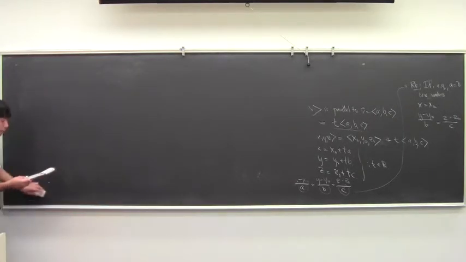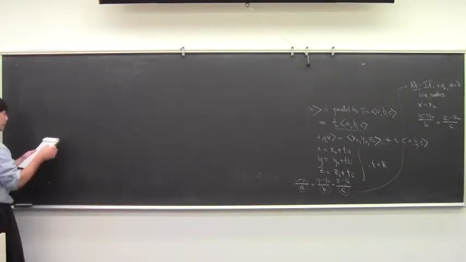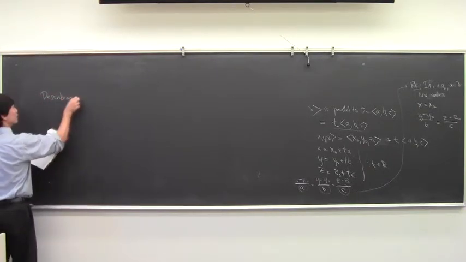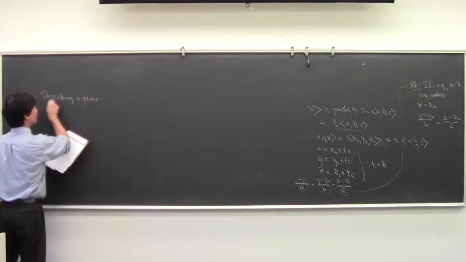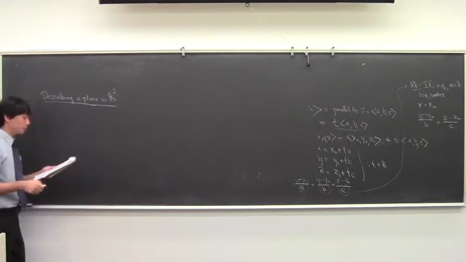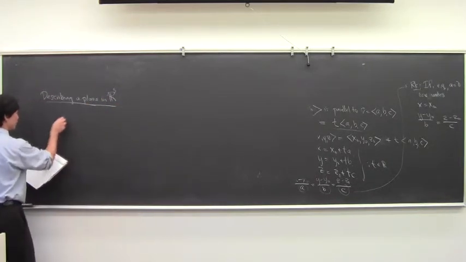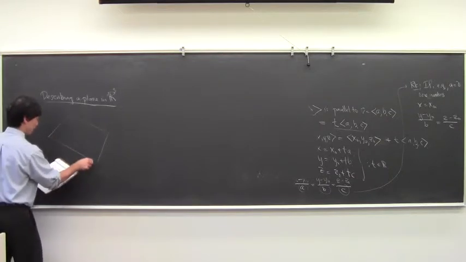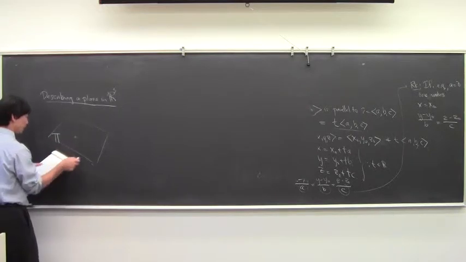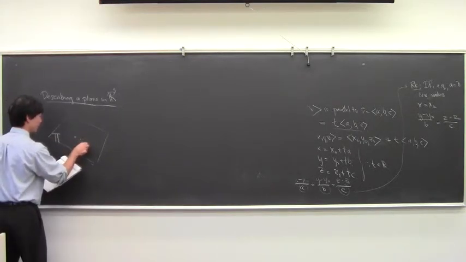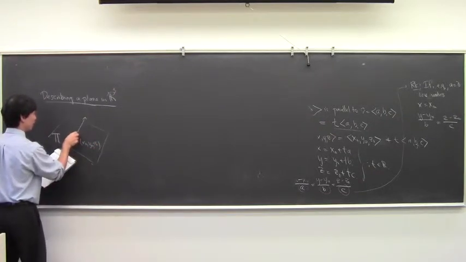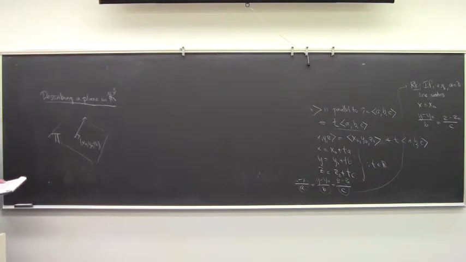Something a little bit more exciting, but still probably within the realm of boredom, is describing a plane in R3. And here is what you're given. You have this plane, and you're given a point on the plane. We'll call the plane pi, p for plane, right? You're given a point on the plane, and you're given a vector that is normal to the plane.